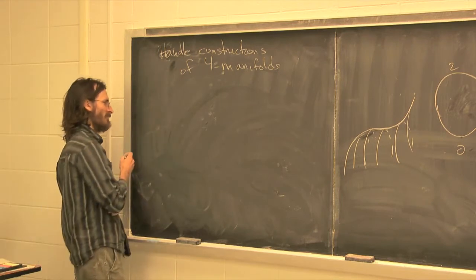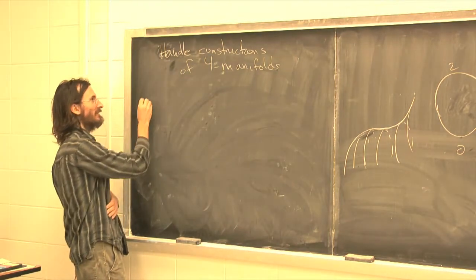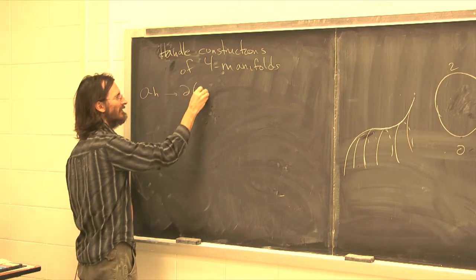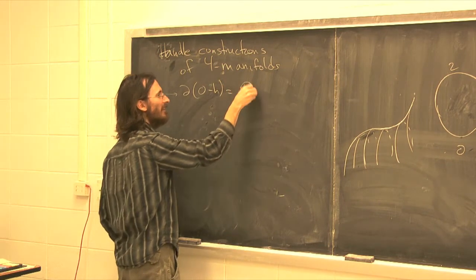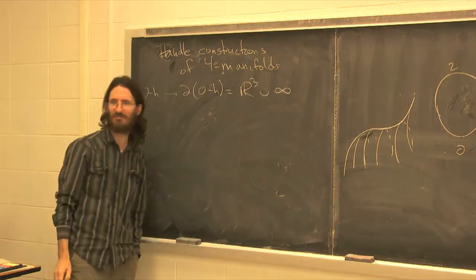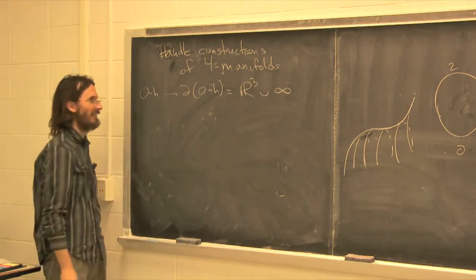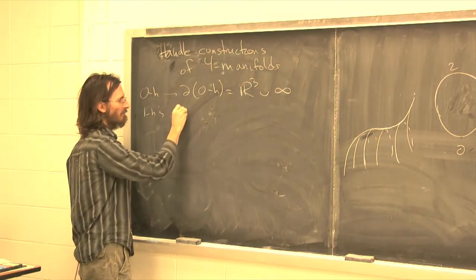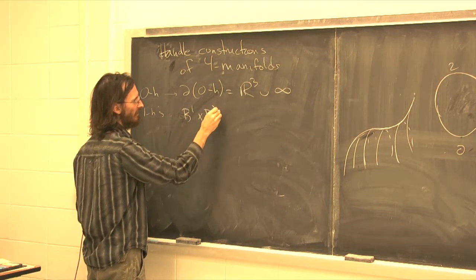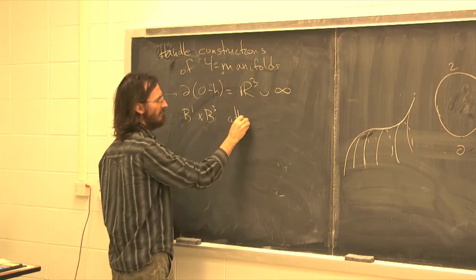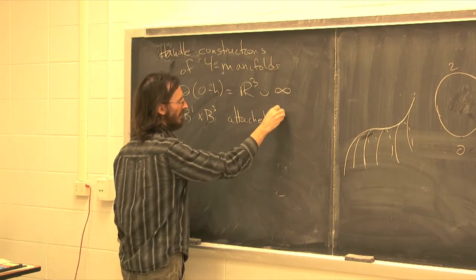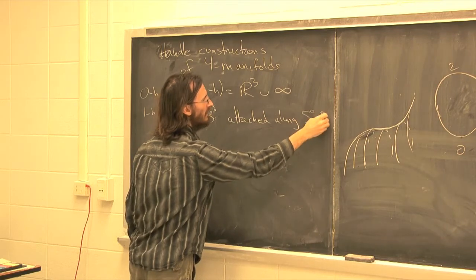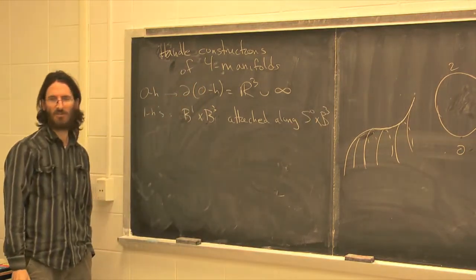So we said, okay, I draw the 0-handle. I don't draw it, I just draw the boundary of the 0-handle, which is R3 union infinity, and I just draw R3. Okay, so there it is. And then 1-handles are attached. These are B1 cross B3s, attached along an embedding of S0 cross B3, which is just a pair of balls. So I just draw a pair of balls.